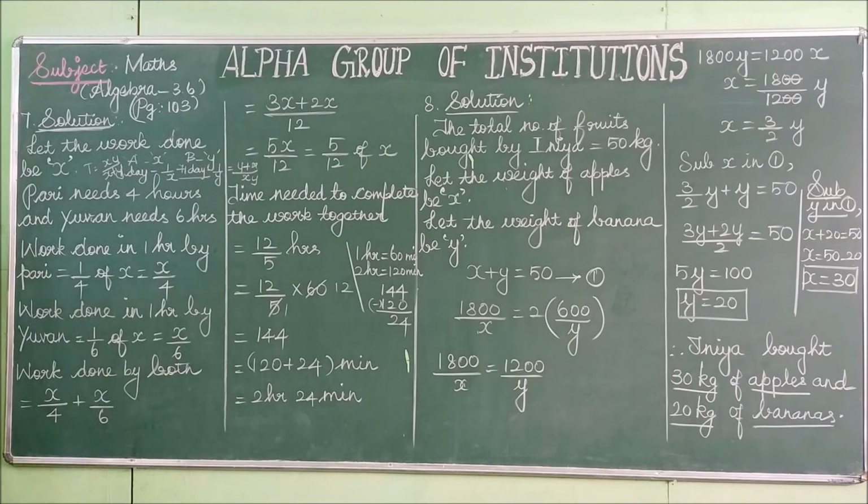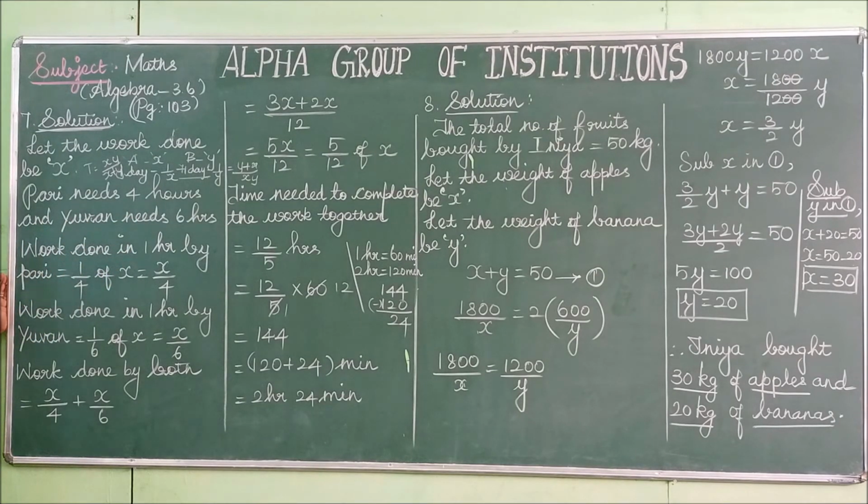So in a similar format, we are going to solve this problem. We don't know what the work is, so let the work done be x. Both are doing the same work only. In the general format they are doing other jobs, but in the given question they do the same work only. So first listen, Pari needs 4 hours and Yuvan needs 6 hours to complete some work.